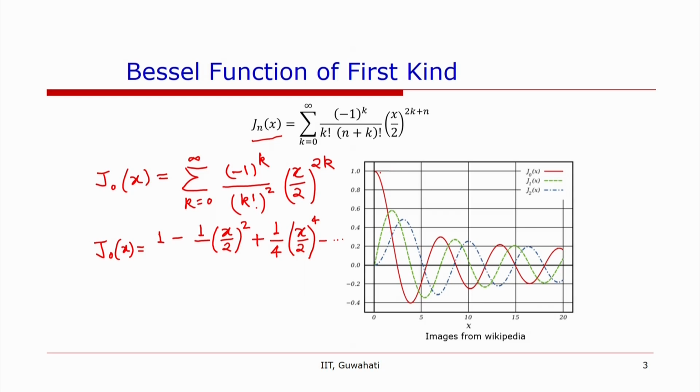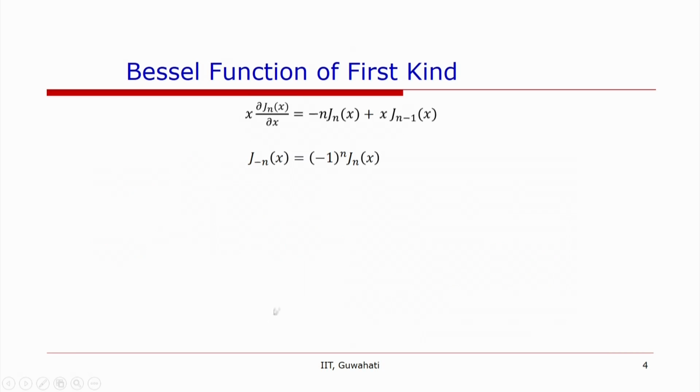as we can see from this graph, and then the graph goes in the negative direction and oscillates, and the magnitude of this oscillation comes down. So, there are two important properties of Bessel functions. We can obtain these properties by looking at the properties of the Bessel functions.